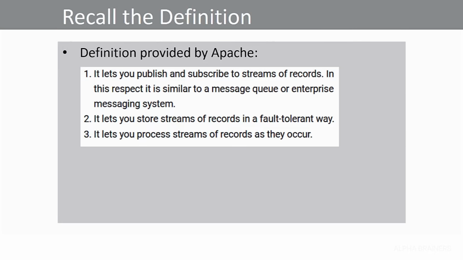I won't go too much into the third item, it lets you process streams of records as they occur, until later on in this video training course, but it certainly is a key component of what Kafka can do. So before we get into a distributed streaming model, let's talk about the old school non-distributed streaming model. So we can see where we came from and get an idea why Kafka might be a better solution overall.